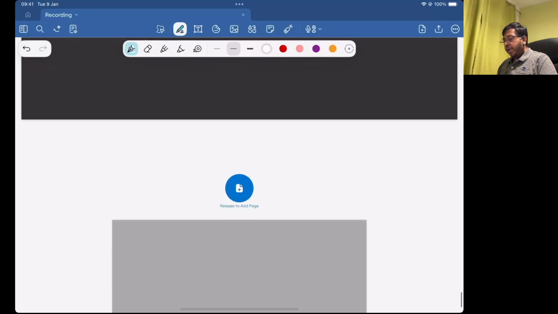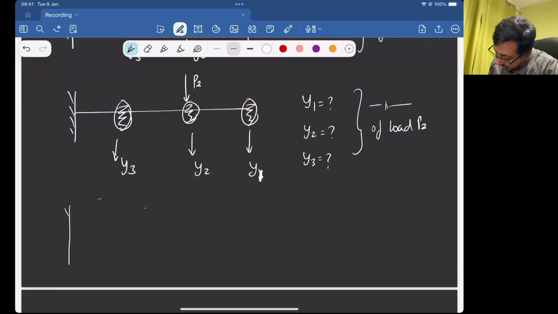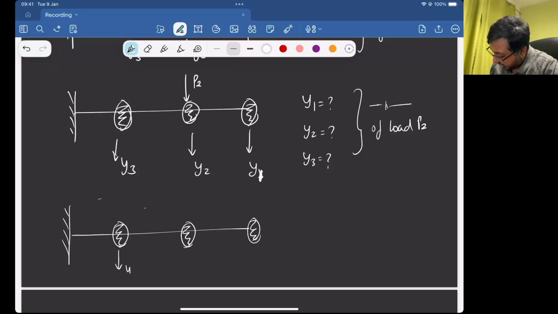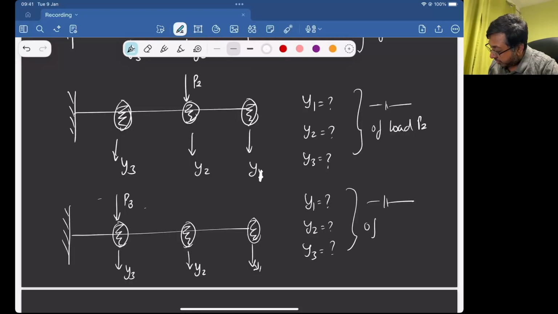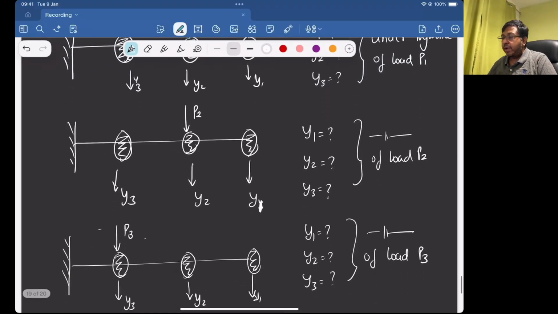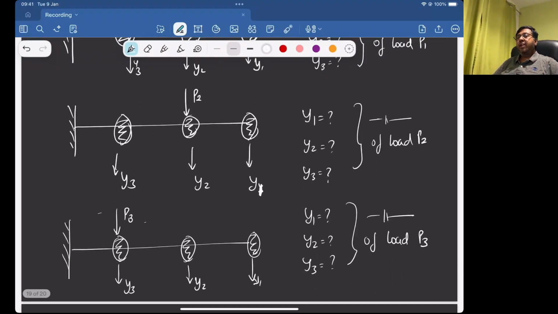Okay, so once we complete this, we are going to do the same thing again. I'm repeating this a bit here, just so that we understand the process. P3, Y3, Y2, Y1. We are going to apply a load P3 to determine again what is Y1, Y2, Y3 under the influence of load P3. If we are able to do this, you can see 3 plus 3 plus 3, we are going to be able to get the 9 components of the flexibility matrix.